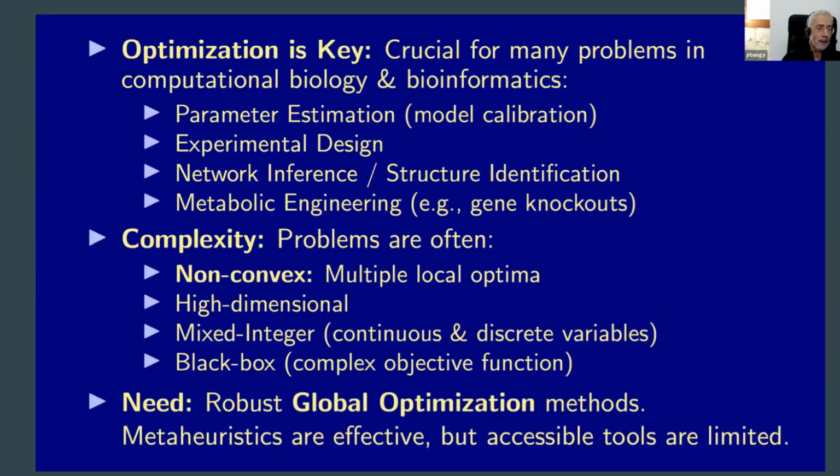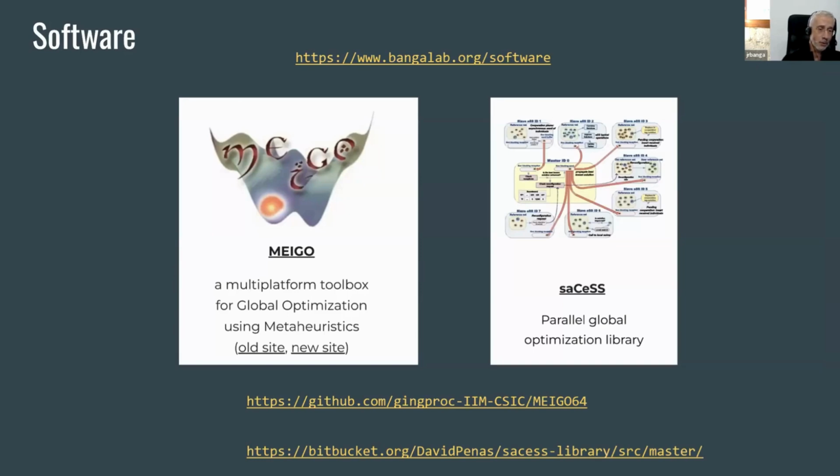So the takeaway message: optimization is key. Also in computational biology and bioinformatics, you can solve many important problems with it. Many of these problems are non-convex. This means that you need global optimization, and these problems are very hard. And in many instances, you even have mixed integer problems or black boxes. So there is this need for global optimization methods, and this is why we have developed these 2 toolboxes. I include here the links, but all these links are available on our website in the section devoted to software.